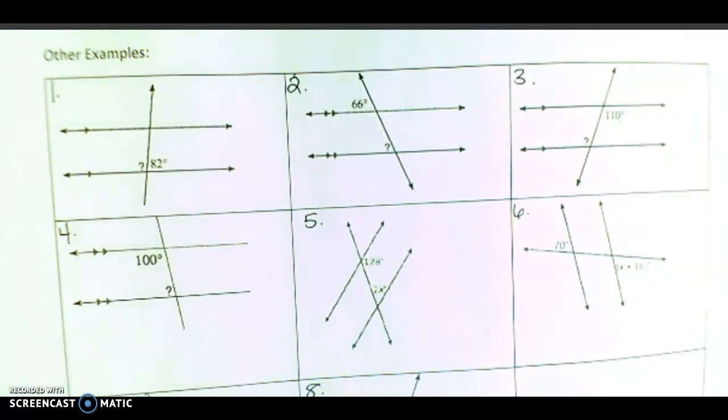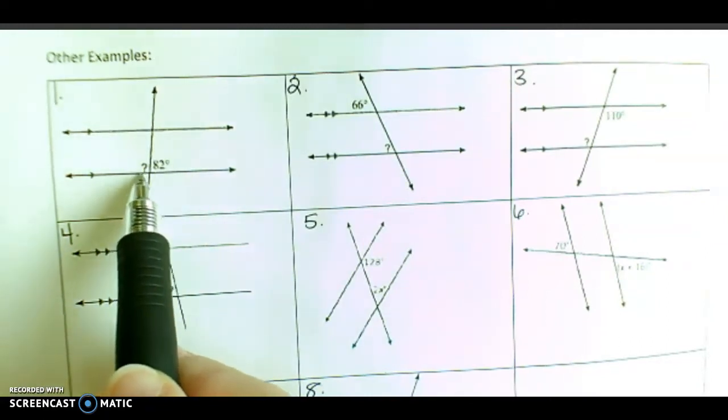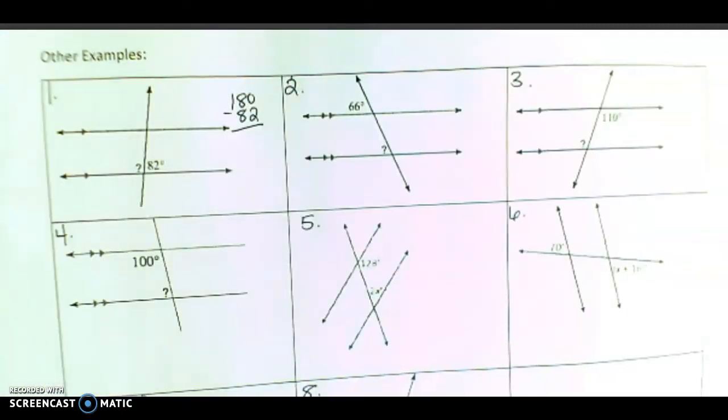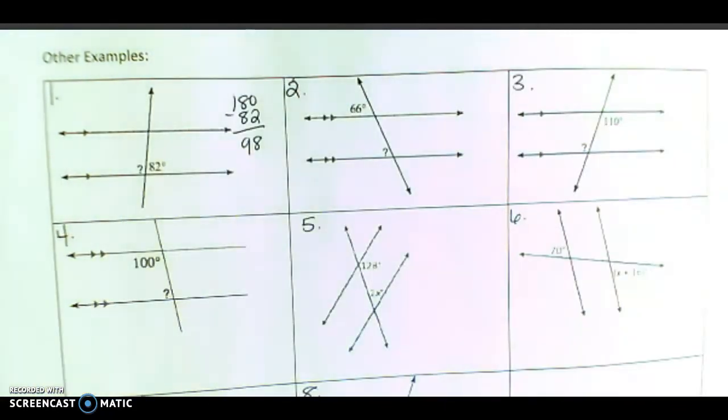So first of all, in 1 through 4, you're just finding the missing angle. So I look at this, it makes a line. So I know to find this one, I'm just going to take 180 and subtract 82. And whatever I get there will be my other angle. It's 98 degrees. So 98 is my missing angle.